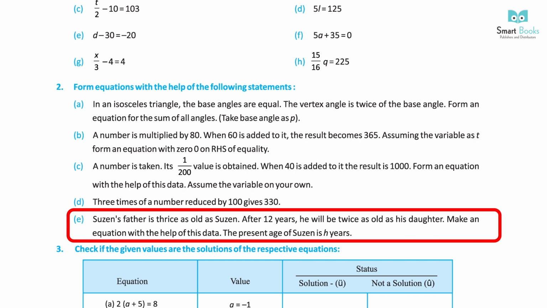E. Suzanne's father is thrice as old as Suzanne. After 12 years, he will be twice as old as his daughter. Make an equation with the help of this data. The present age of Suzanne is h years. Solution. 3h plus 12 is equal to 2 into (h plus 12).